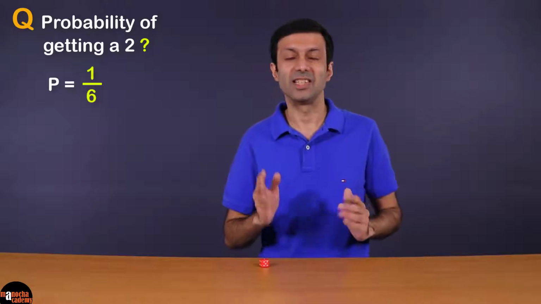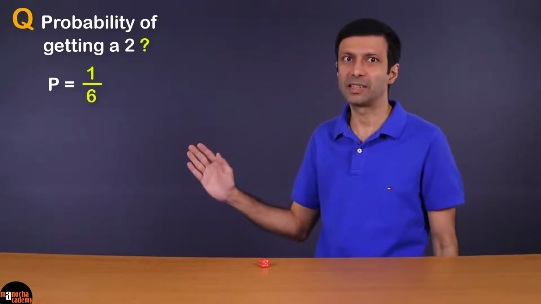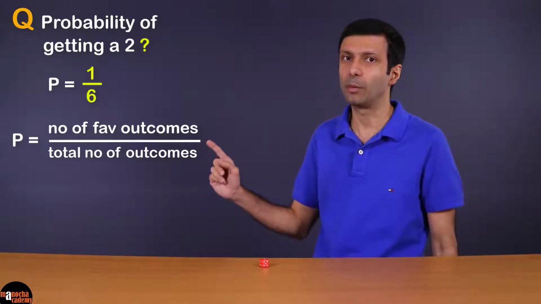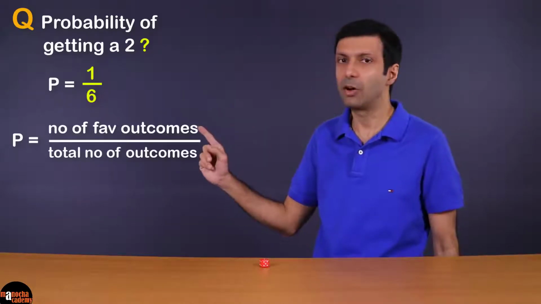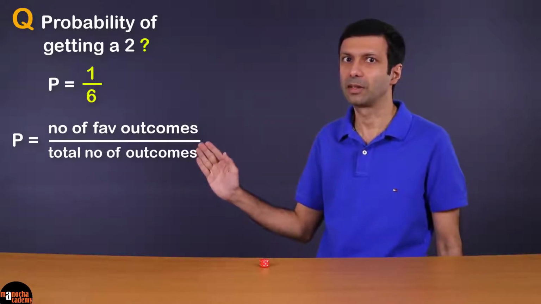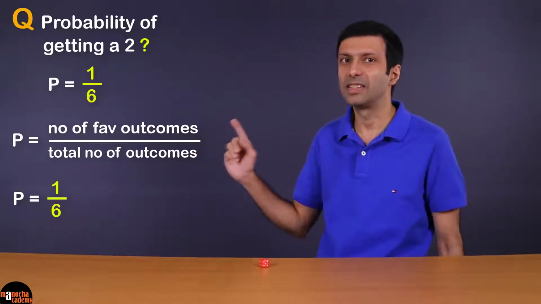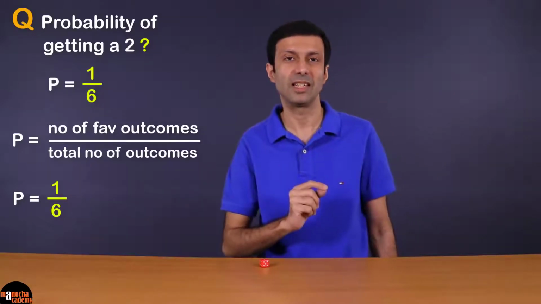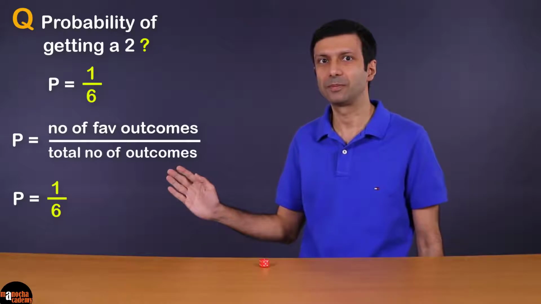Now let me ask you, in a dice, what is the probability of getting the number 2? That's right. It's again going to be 1 by 6. Now how do we get that? Let's again use the probability formula, the number of favorable outcomes divided by the total number of outcomes. So it's going to be 1 divided by 6. So the probability of getting a 2 in the dice is 1 by 6.